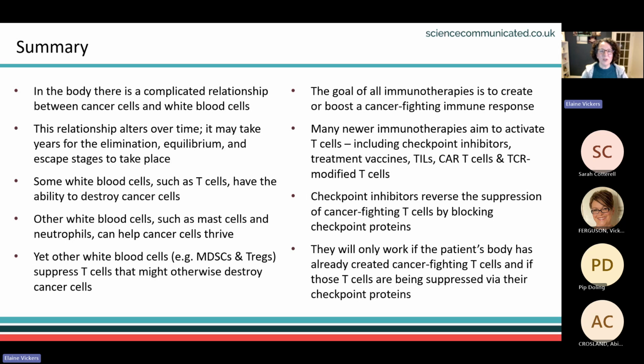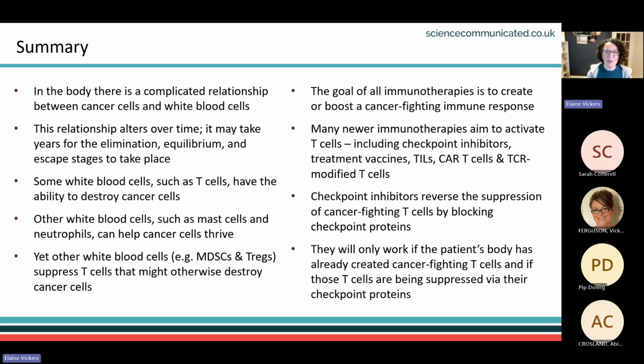The goal of most immunotherapies, particularly ones for solid tumors, is to help the T cells. How do we help those T cells recognize cancer cells? How do we help them stay active for longer? How do we boost their numbers? This is the goal of many different forms of immunotherapy.